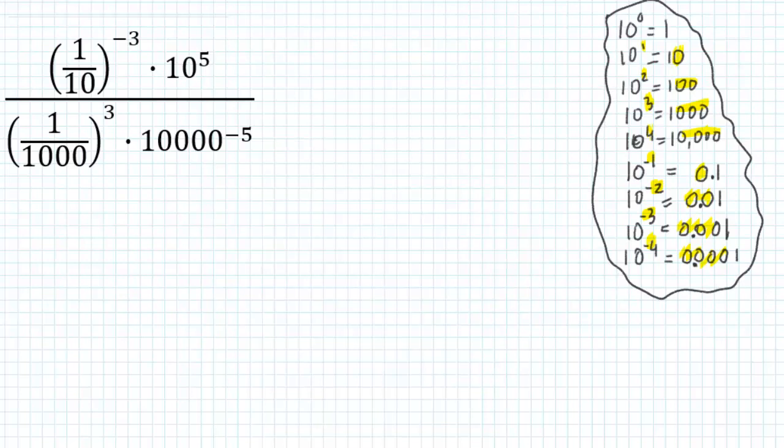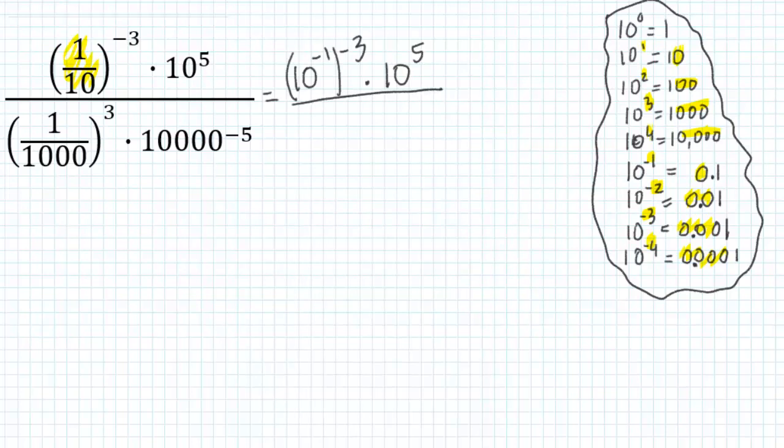All right, so let's look here at 1/10. 1/10 could be written as 0.1, which is 10 to the negative first. So I'm going to do that first. This is 10 to the negative 1, but the whole thing is to the negative third, so I'm going to copy that. Next we have 10 to the fifth, which I'm just going to copy.